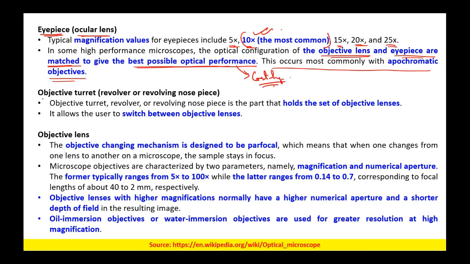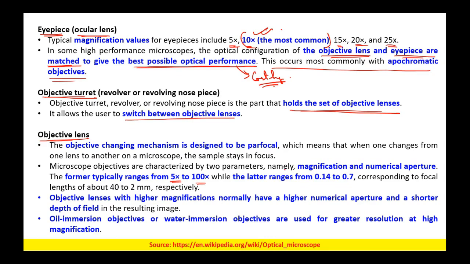Then the objective turret. It holds a set of objective lenses, and it helps us to switch the user from one objective lens to the other objective lens. Then the next is the objective lens. We can have from 5x to 100x magnification lens.